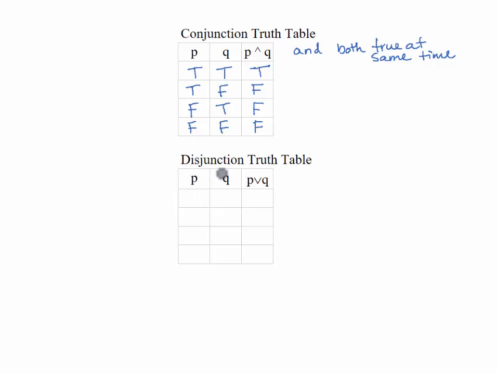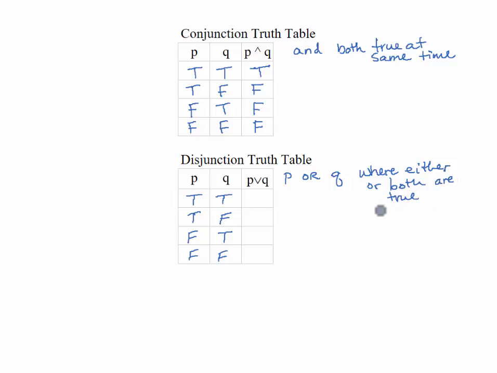Okay? Let's talk about a disjunction truth table. We have the same scenario with P and Q. We could have both true. We could have the first one true and the second one false. We could have the first one false and the second one true, or they could both be false. But now let's talk about P or Q. What did we say or meant? Or meant where either or both are true. That was what we were using for or when we were graphing.